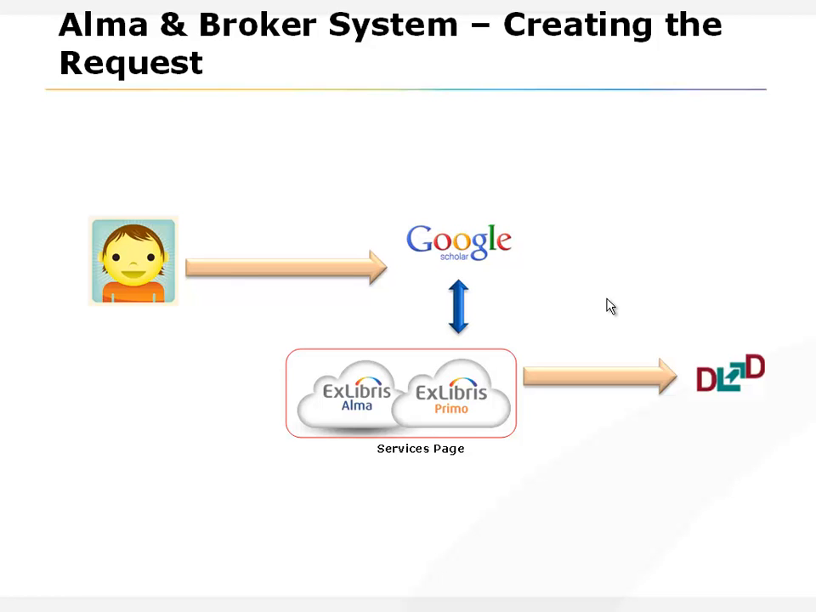Once Alma receives the OpenURL, it will open up the Get It services page, and one of the services in the Get It will be the resource sharing, which will in turn push the request into the resource sharing system.